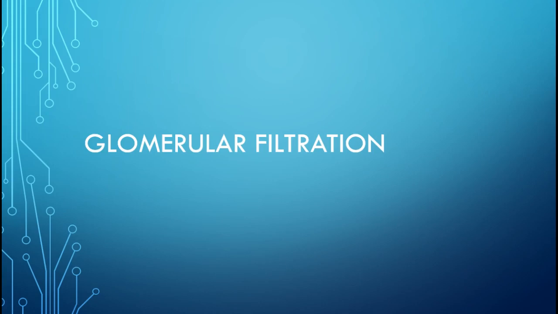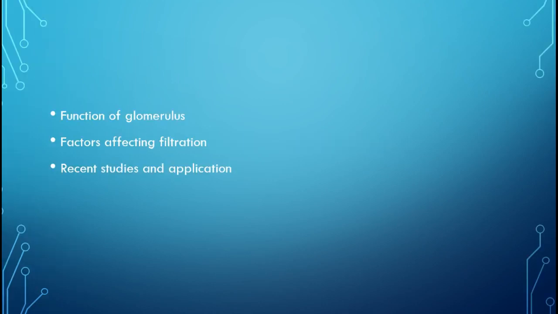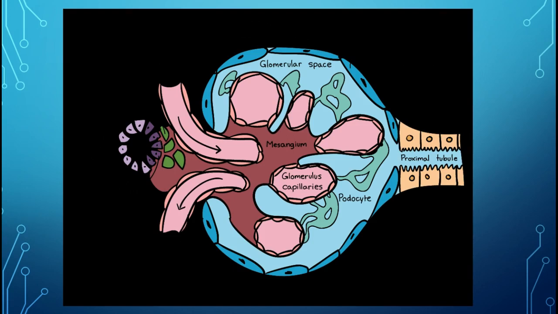So looking at the glomerular filtration and the glomerulus itself, first of all we're going to look at the function of the glomerulus, the different things that are going to affect how that filtration works, and some recent studies and application of using that filtration rate to make predictions with other body systems, as all these body systems are connected. So let's look at the function of the glomerulus.